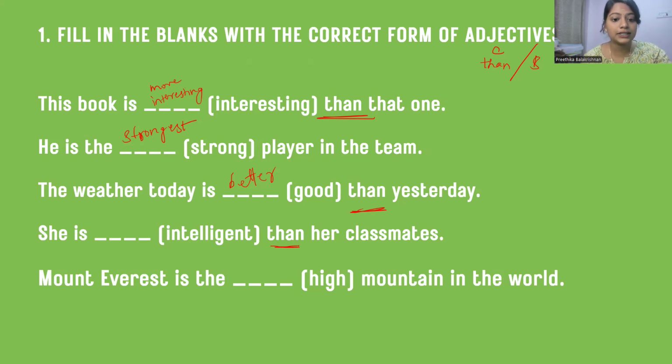Okay, she is dash intelligent than her classmate. She is more intelligent. Mount Everest is the dash high mountain in the world. So it is highest. Nothing like than appears here. So it is highest.